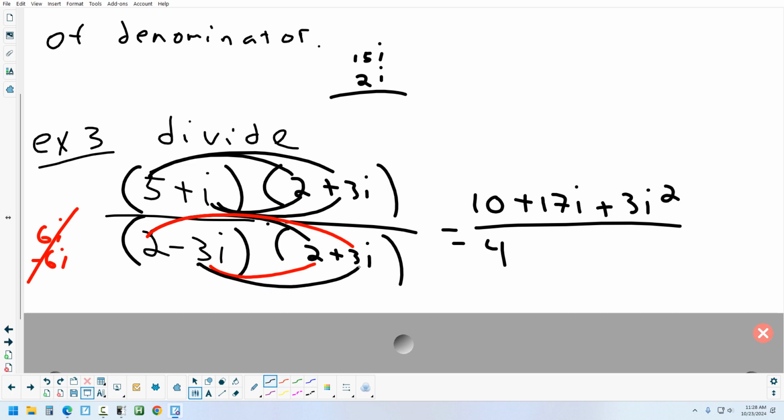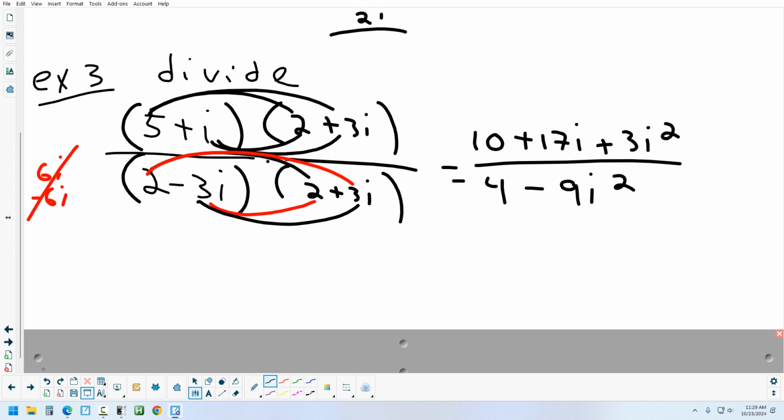Now let's do that part. Negative times positive is a negative. What's 3i times 3i? 6i squared. No, 9i squared. Now remember what I told you the bottom was going to be, 13. Let's go to the next step.